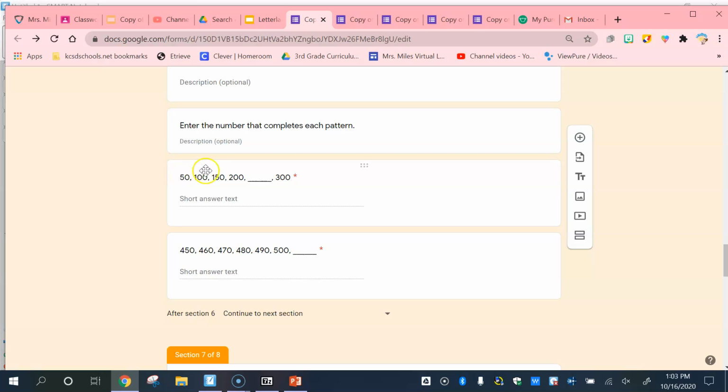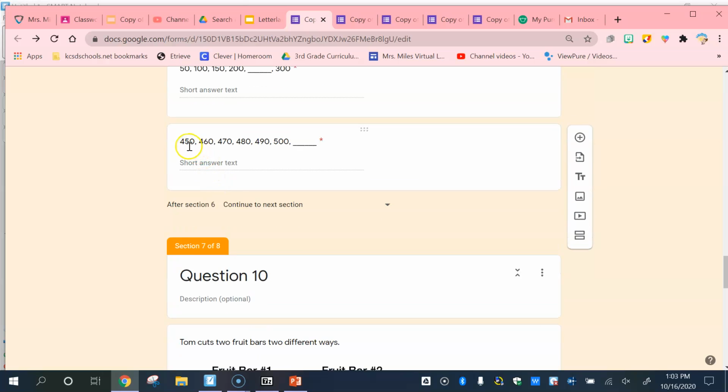Enter the number that completes each pattern: 50, 100, 150, 200, blank, 300. So you notice it's going up by 50. So what's 50 more than 200? 250.